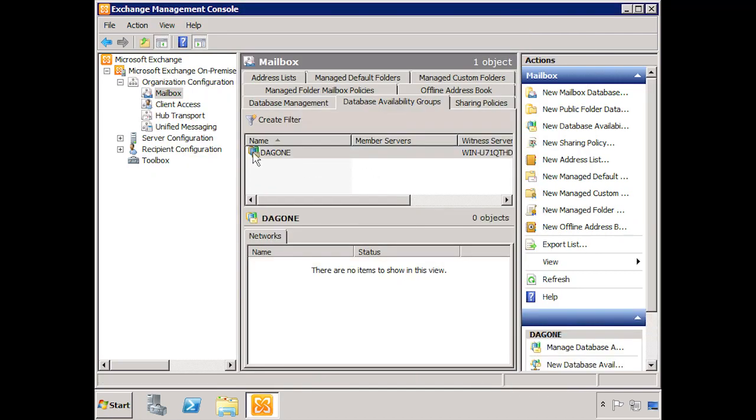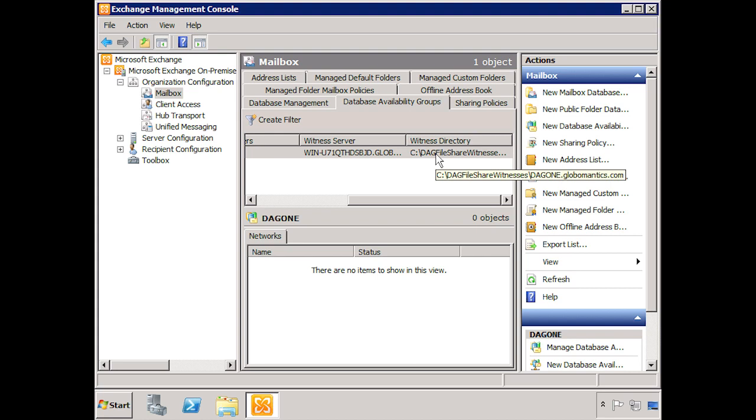and you can see here is the name of our database availability group. We have no member servers in place just yet. We'll add that next. Here is the witness server that we created. So there it is. There's the hub transport server that's standing on its own. And here's the witness directory. So you see it created a witness directory under DAG file share witness, and that's actually located on this hub transport server.